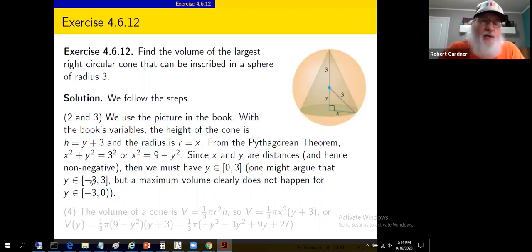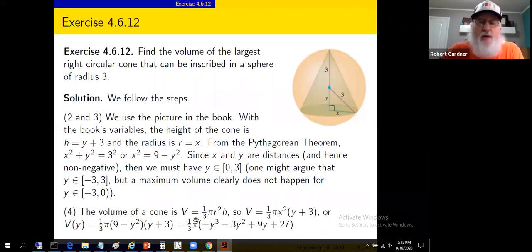One might argue you could take y to be between -3 and 3. You don't have a maximum volume then, but it does make sense to have a cone that has a height of less than 3, but they're little cones. So we're taking the y parameter to be a distance, so we need to take it to be between 0 and 3. Then the volume of a cone, you'll have access to all these formulas, is 1/3 pi r squared h.